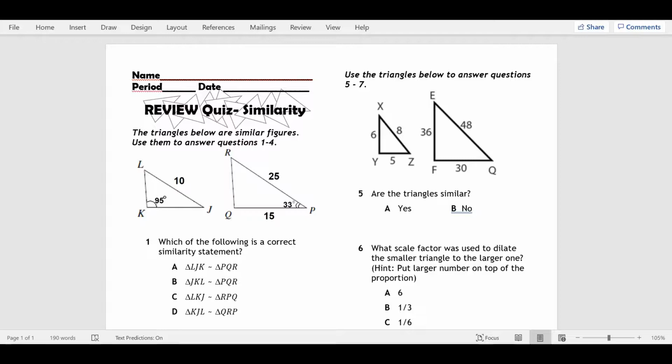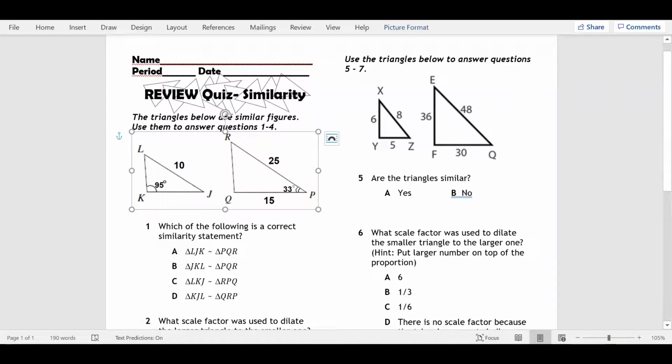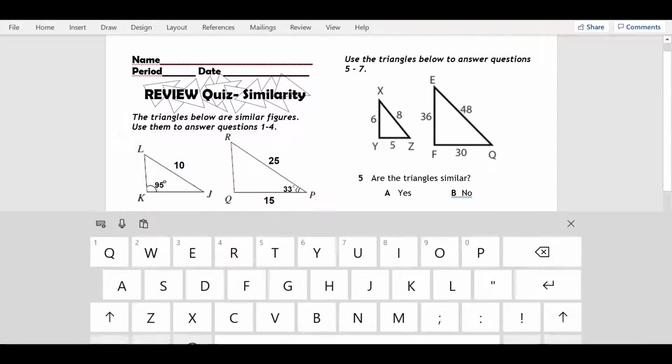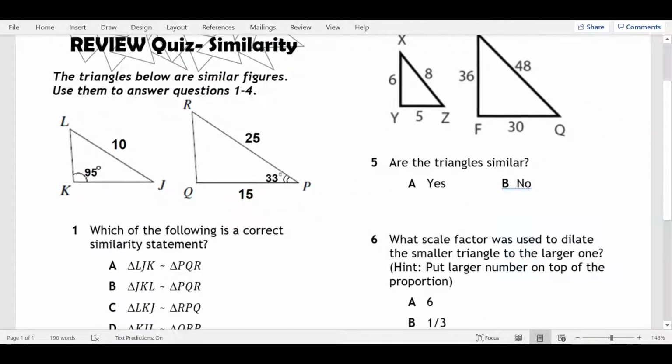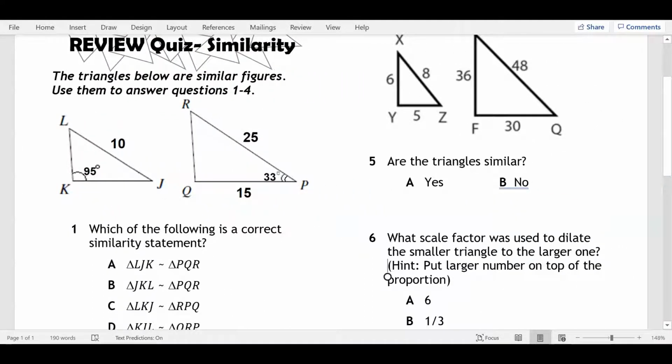We're reviewing for our similarity quiz on Friday. So let's do this. Let's get rid of that. Okay, cool. The triangles below are similar figures, so it tells you that they're similar figures. And we are supposed to use the answer 1 through 4. So, which of the following is a correct similarity statement? Okay.